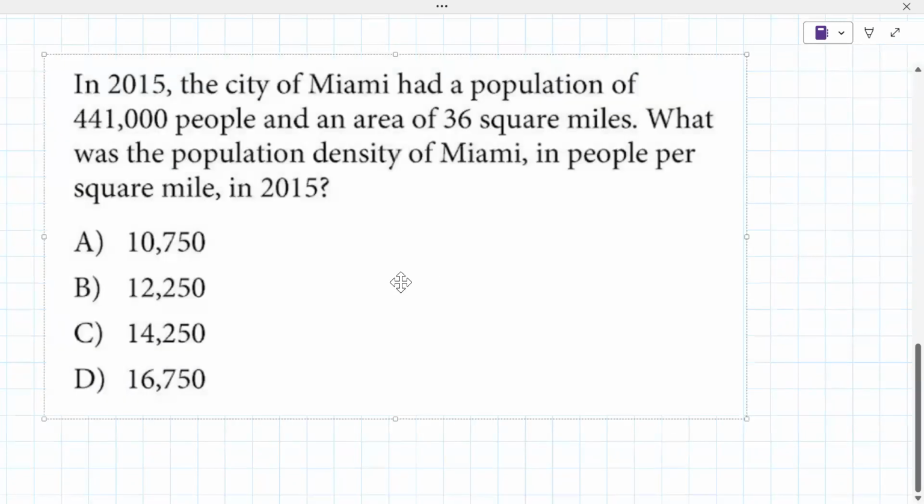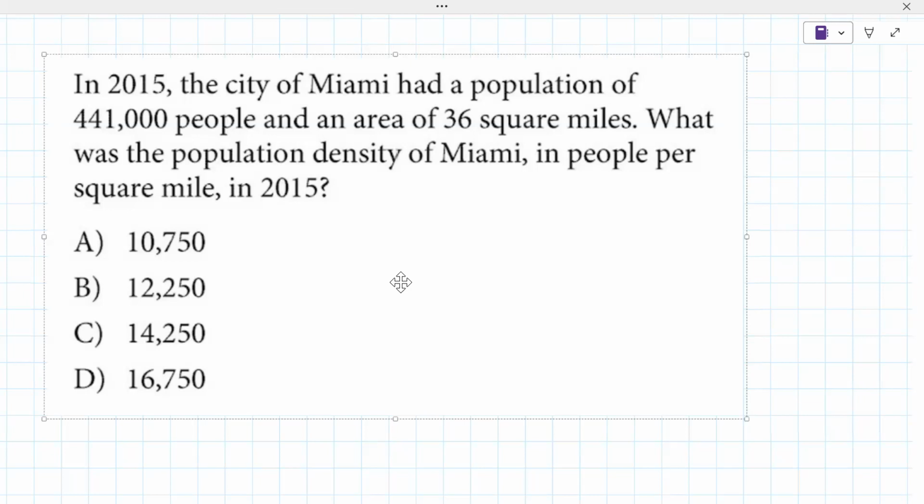Here we go. Take a look at this one, please. In 2015, the city of Miami had a population of 441,000 people in an area of 36 square miles. What was the population density of Miami in people per square mile in 2015?